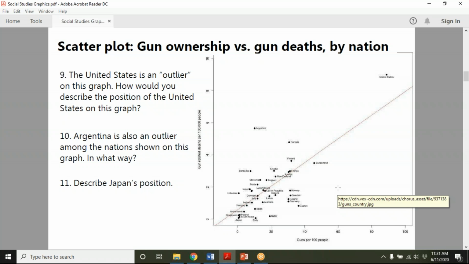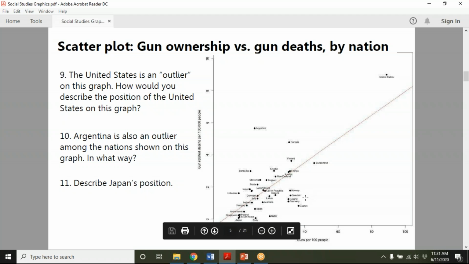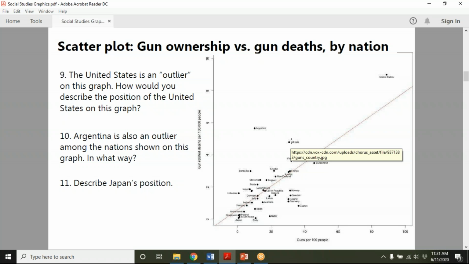Guns per 100 people. How many people? It looks like they don't have many people that have guns. Well, not necessarily. Let's look at this vertical group here. We have Canada, Finland, France, Norway, Sweden, Iceland, Germany. See this vertical line here? They all have about the same number of guns per 100 people. Let's say 30 guns per 100 people.